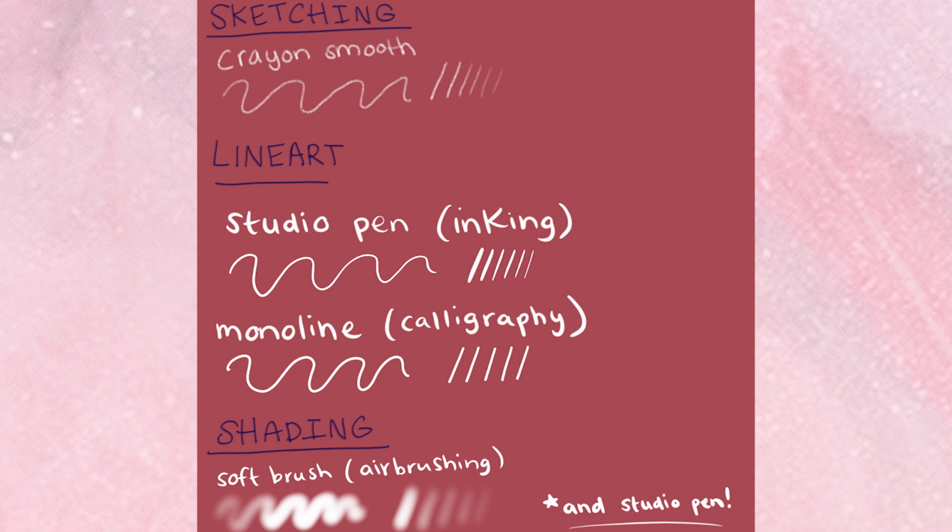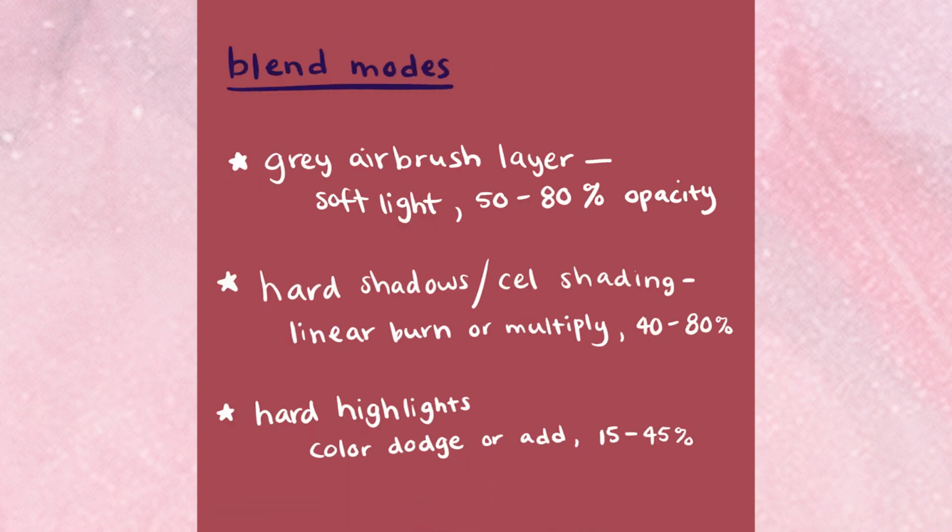For shading, I use the soft brush under the airbrushing tab, and I also use the Studio Pen for drawing in specific highlight and shadow shapes. I'll get more into the details of all of that later. And lastly, we have the blend modes that I like to use.